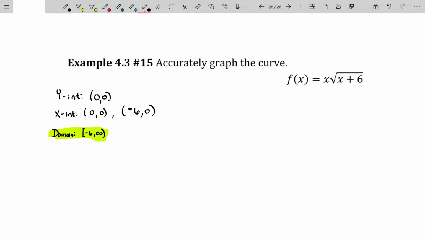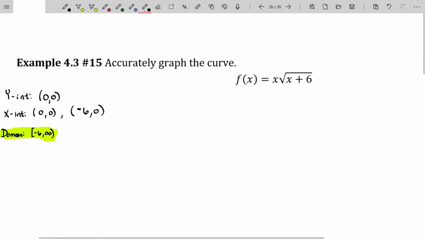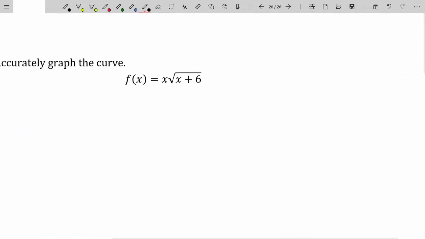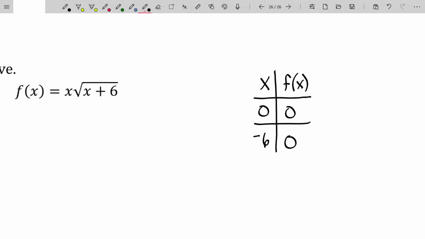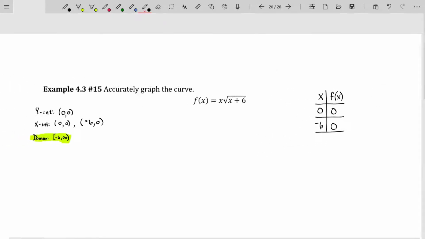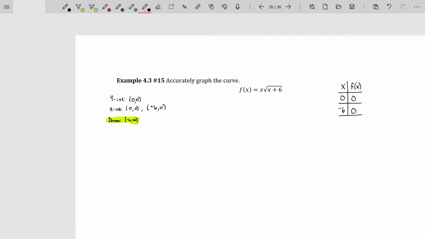Also, I'm going to start building a table of values off to the right. We have (0, 0) and (negative 6, 0), so let me fill those in. x versus f of x: I have 0, 0, and I have negative 6, 0. Remember, negative 6 actually is in the domain, so we're perfectly fine there.